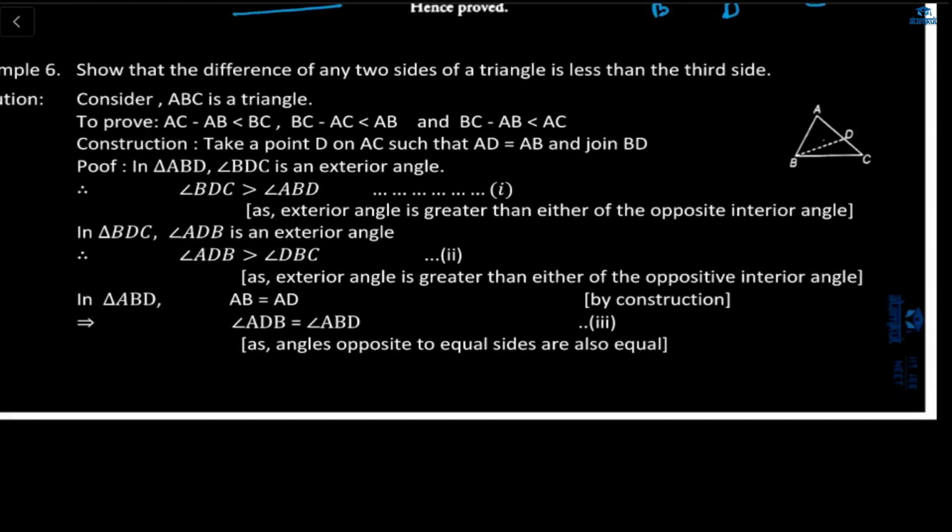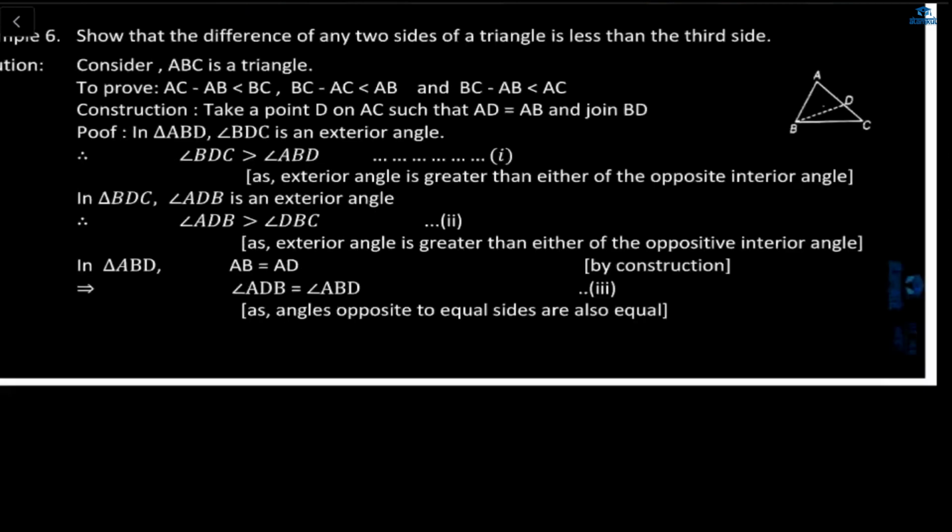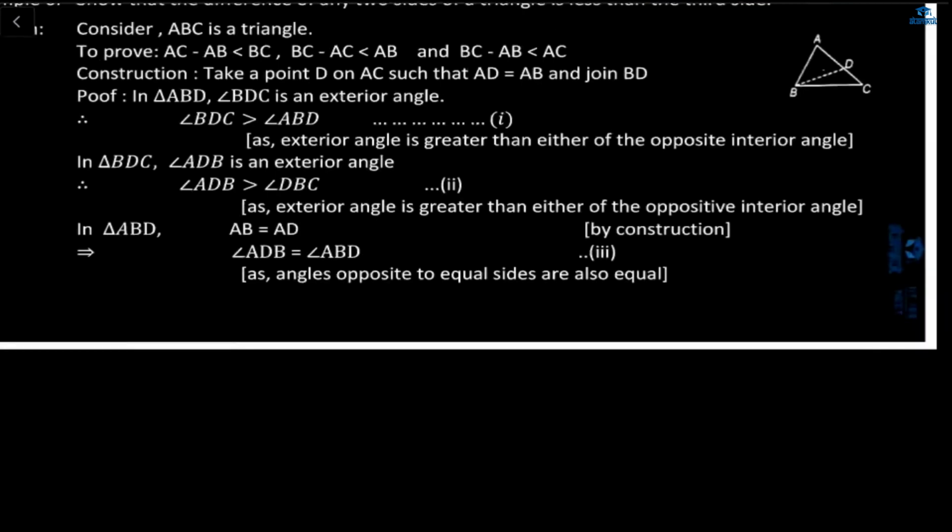So here three scenarios will be there, not conditions. Since there are three sides, we will take two at a time. You can see here I have written all the three sides. If we take AC and AB, then AC minus AB will be less than BC. BC minus AC will be less than AB. And BC minus AB will be less than AC. We will deal with one, and the other two you can do in the same way.